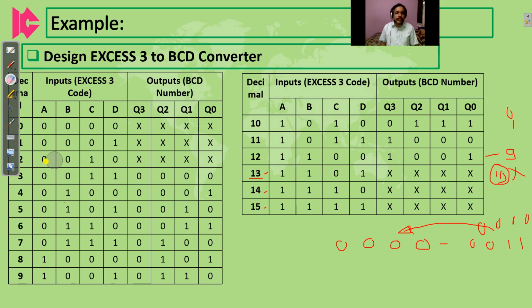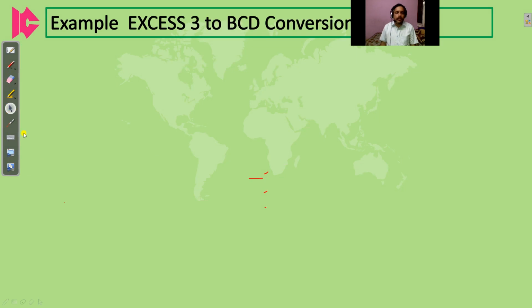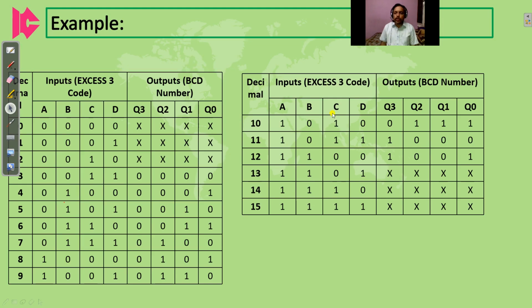So let's see how we can design the XS3 to BCD converter. Let's come to the next video. Okay, so let's check how many outputs are here. In the outputs, total outputs are 4. So we have to make the K-map for Q0, Q1, Q2, Q3.